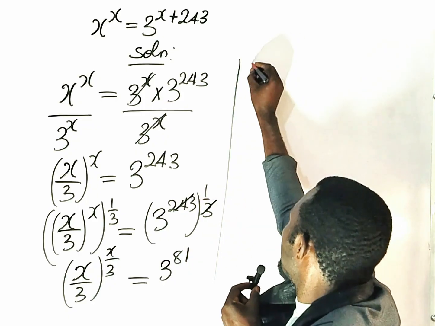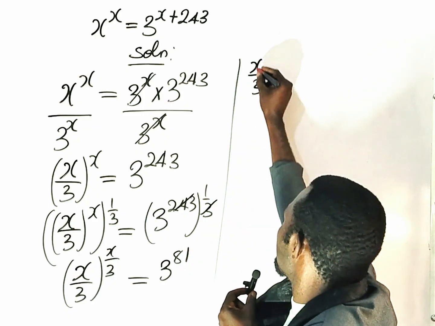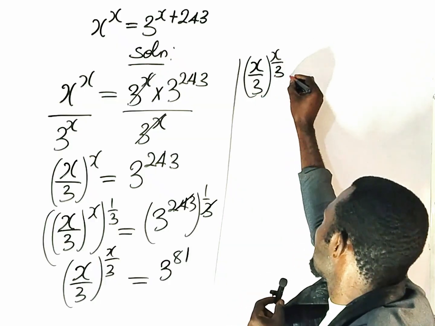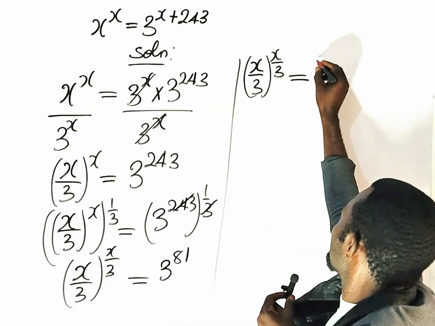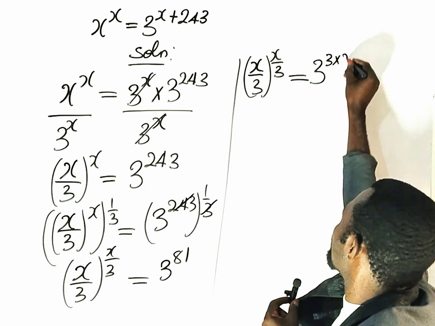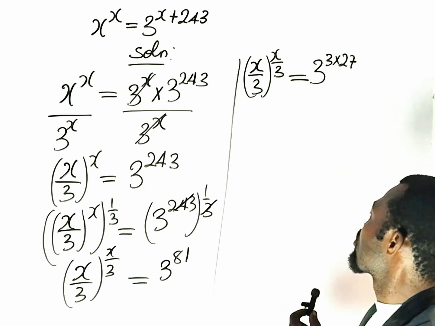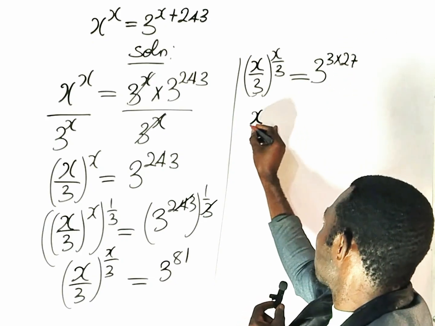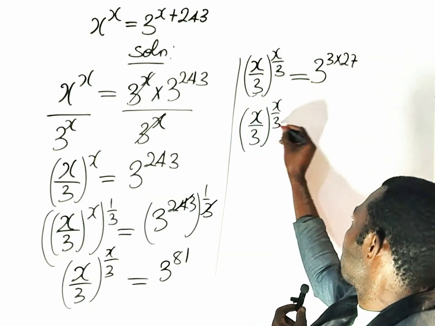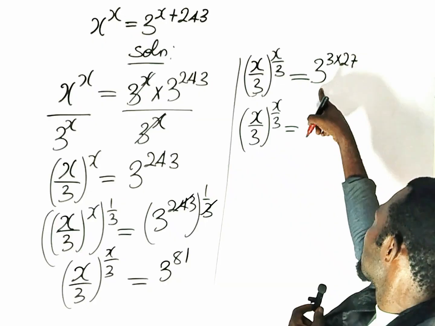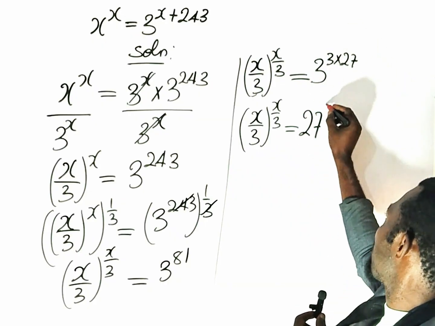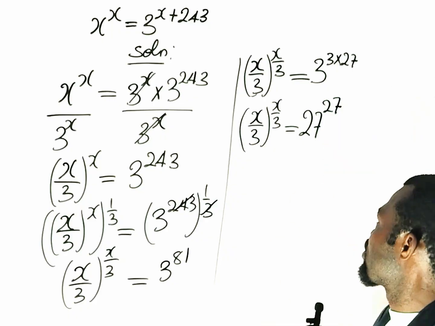Now we have (x/3)^(x/3) equals 3^81, which is 3 multiplied by 27. So here it is going to be (x/3)^(x/3) equals 3^3, which is 27, raised to the power of 27.